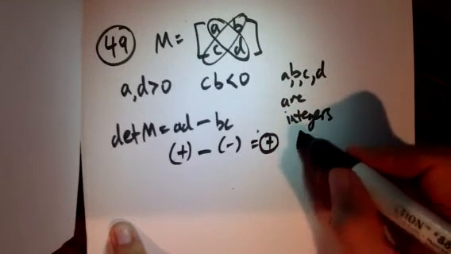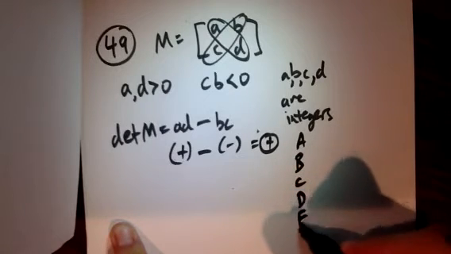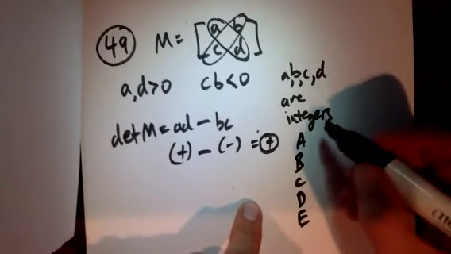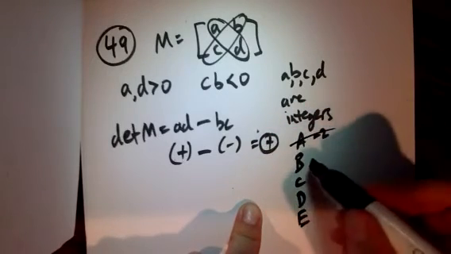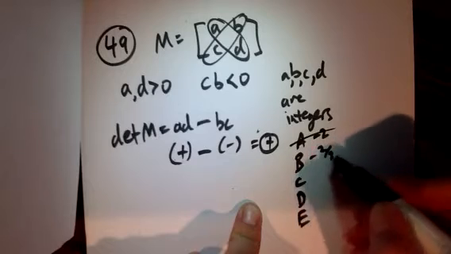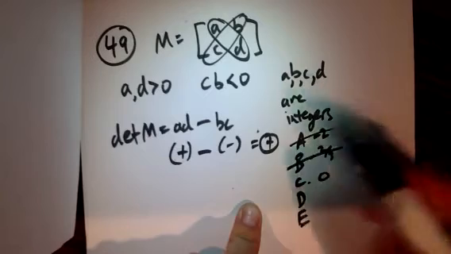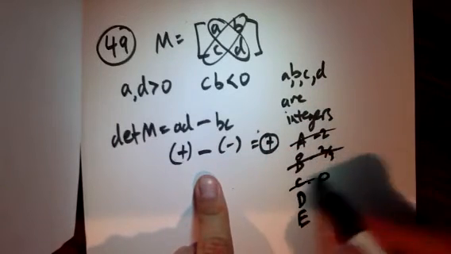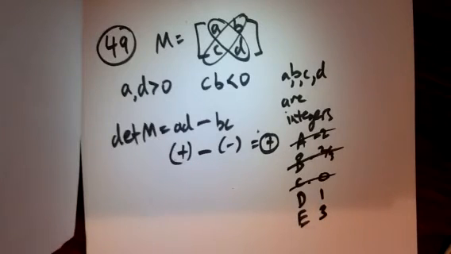Going through our answer choices, A, B, C, D, and E. A, -2, well our determinant has to be positive, so that's out. B is -2/3, that's out. It's also a negative. C is 0. We know that this determinant has to be positive, so 0 is not a possibility. And D and E are both left over, 1 and 3. Both of those are positive, so we've at least narrowed it down to 2 choices left over.